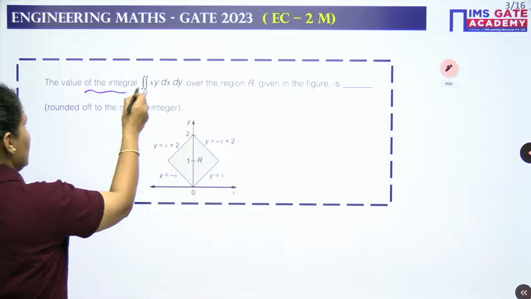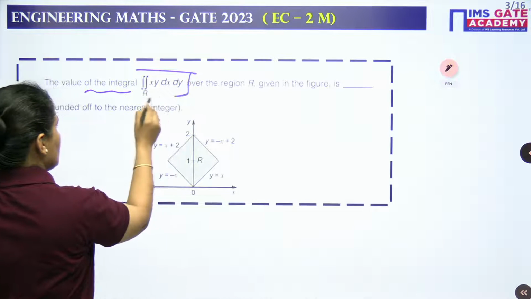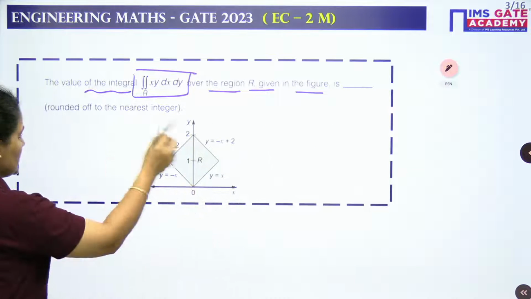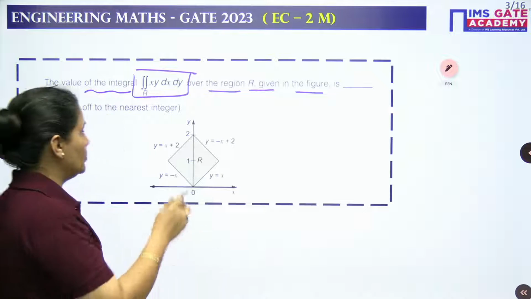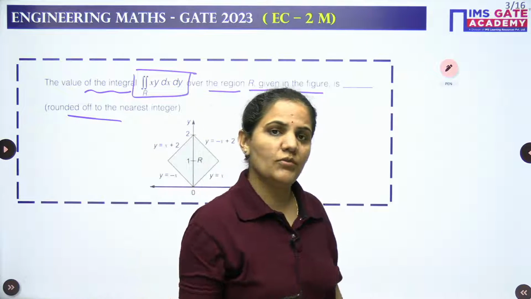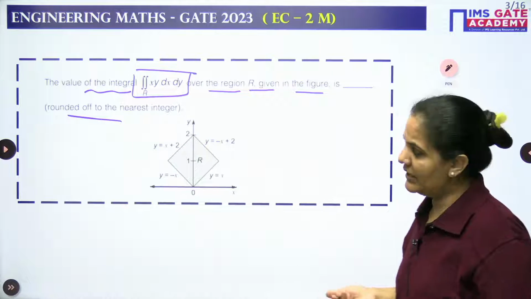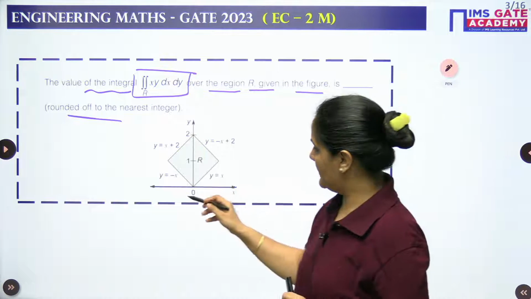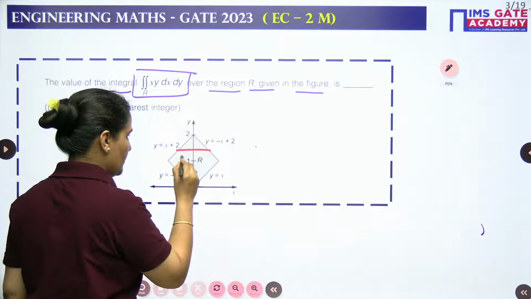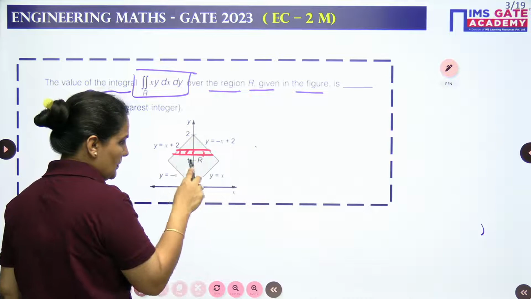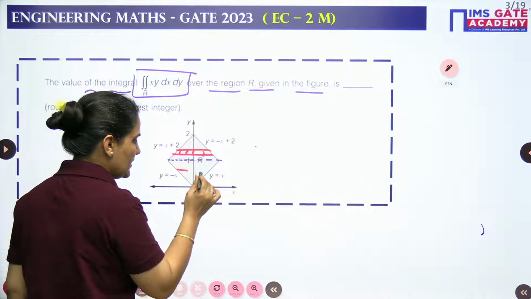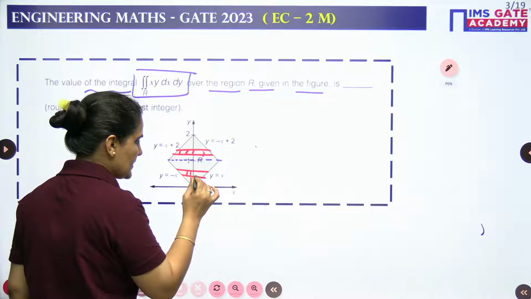The value of the integral, double integration xy dx dy over the region R given in the figure is, we need to find out the value up to the nearest integer value. Round off, we need to round off up to the nearest integer. So let's solve here. The question is mentioned. In this one we can see very easily, parallel to x-axis we are having, because here it is already divided, so we can divide this one, and this is again parallel to x-axis.